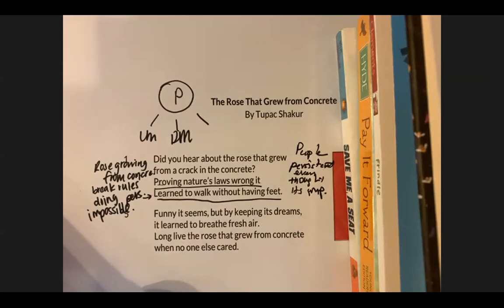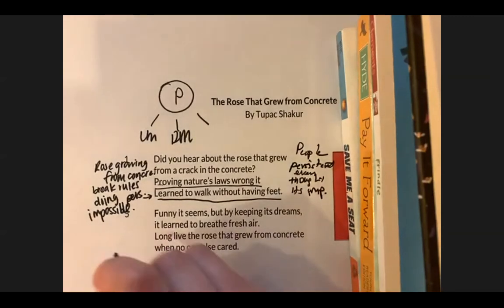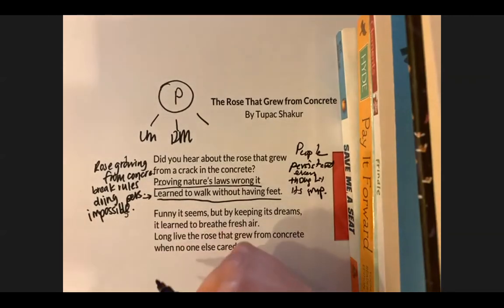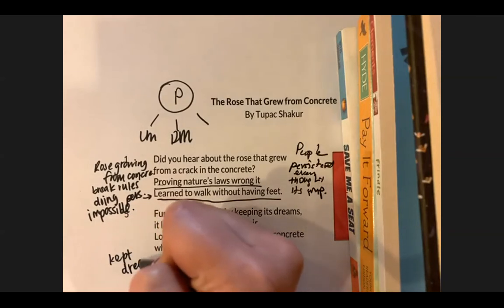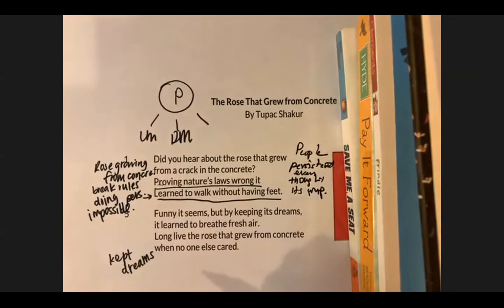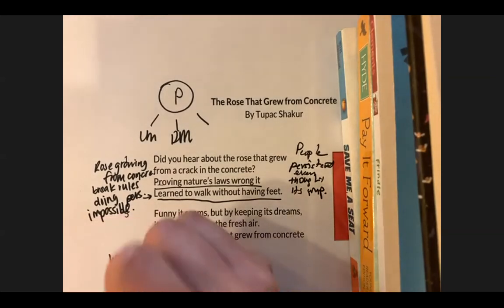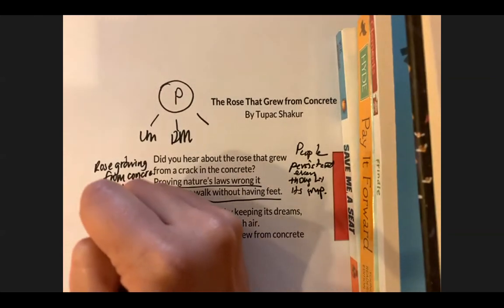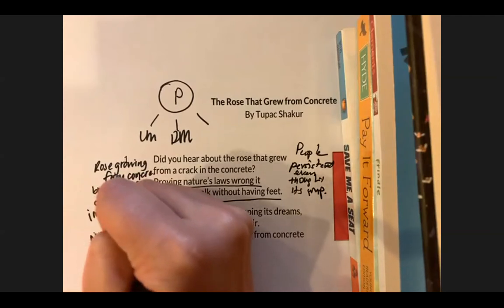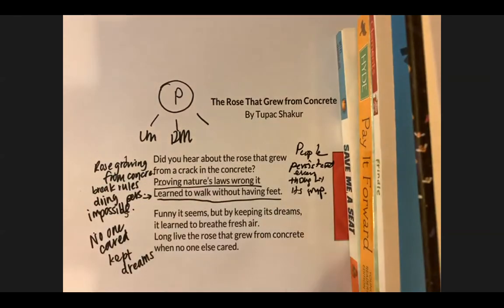The rose kept his dreams, and then he learned to breathe. He learned to breathe, but no one cared. But the rose still kept growing because he was persistent, even though no one cared about it. I think you did a phenomenal job tying both the literal and the deeper meaning.